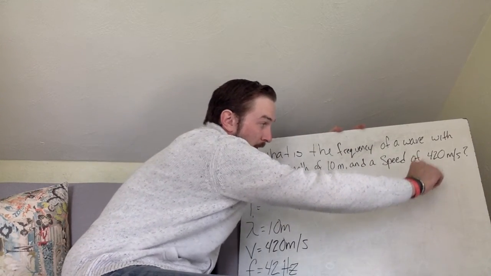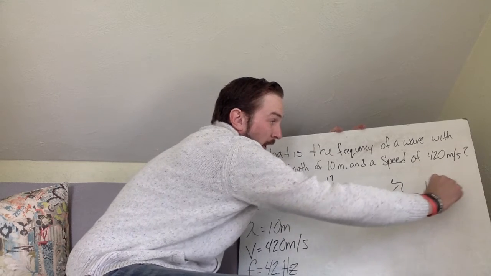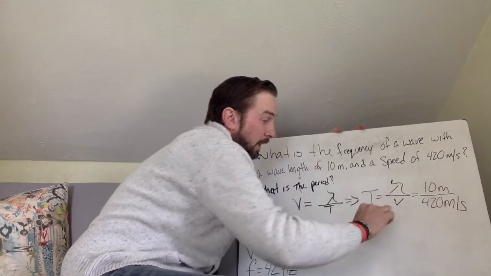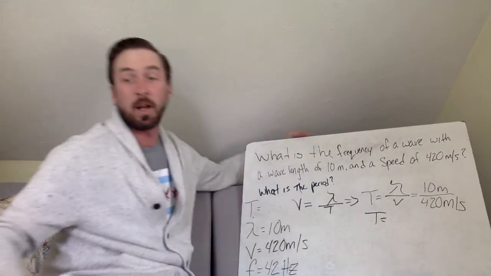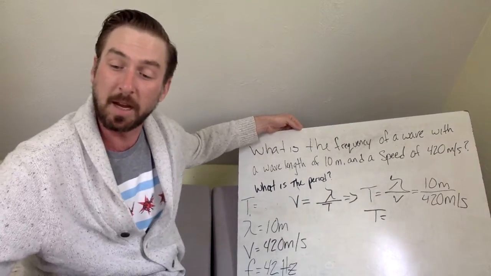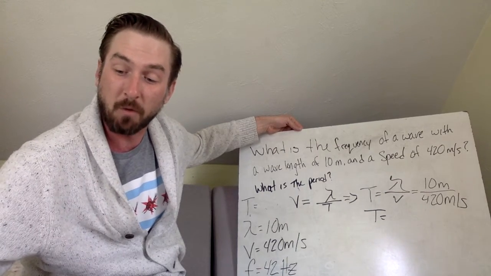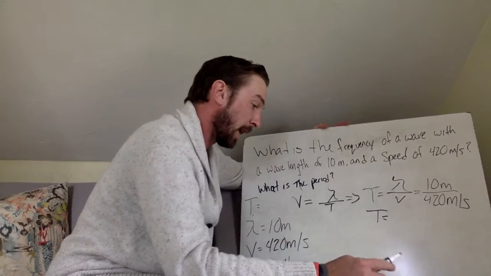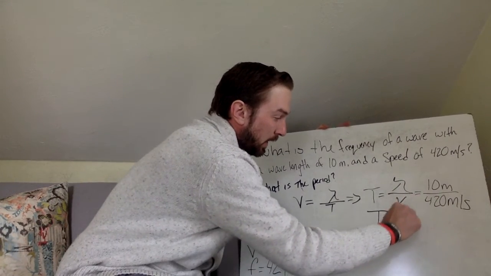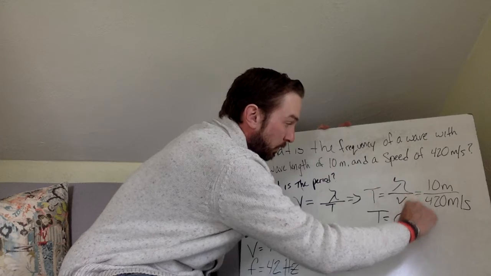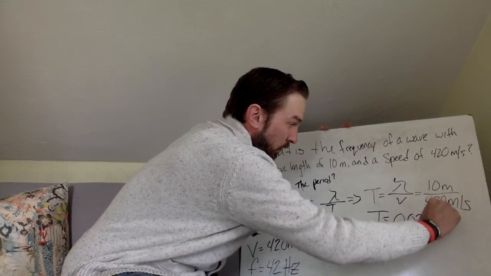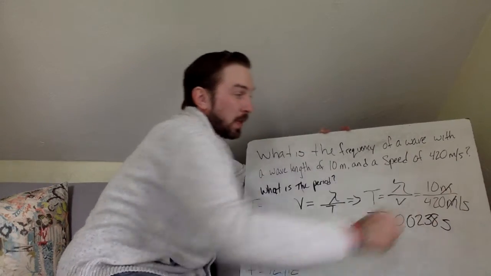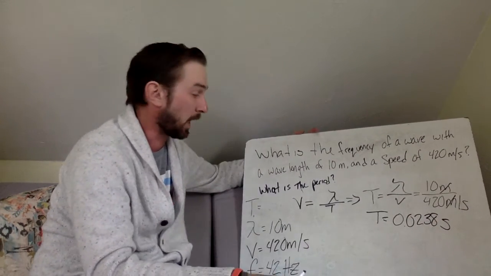So we put 10 meters all divided by 420 meters per second, and this would give us the period of, let's see, 10 divided by 420 of 0.238, kind of an ongoing decimal number here. Seconds, because meters cancels meters, and the per second is on the bottom, so it becomes just seconds.